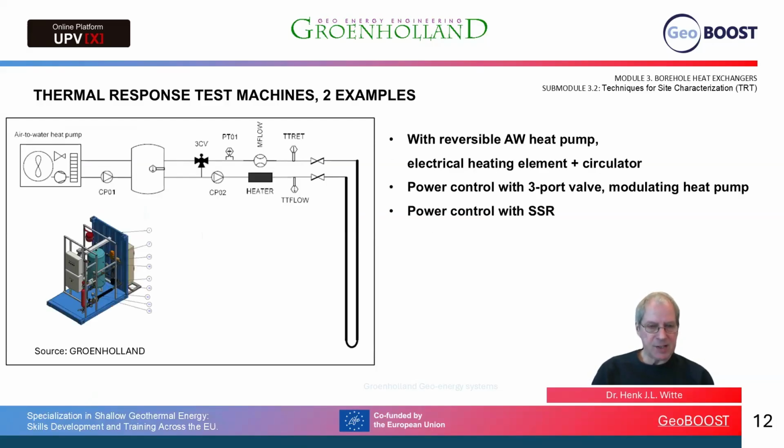The second type of test is based on a reversible air-to-water heat pump. We see a little schematic here of the test with a drawing of how it is being made. It is an air-to-water heat pump that heats up or cools down the buffer tank, and the hot and cold water in the buffer tank, it's always a little bit warmer or a little bit colder than the fluid circulating in the borehole. So we have a storage of potential energy. Using a 3-port valve, we can then control the energy flow to the ground.